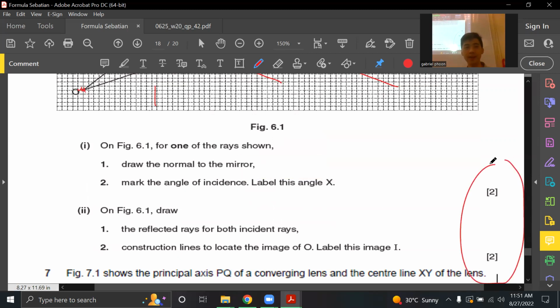Okay, guys, with that method, you get your image exactly above you. You'll get your full 4 marks, guys. You'll get your full 4 marks. Okay.